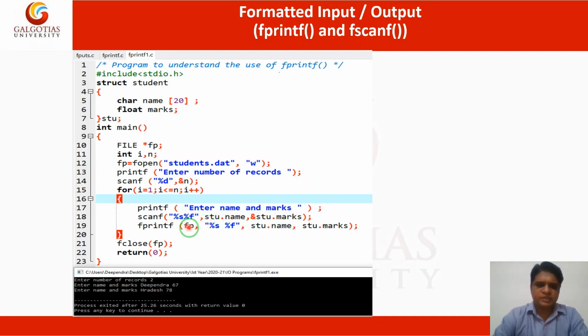With the use of fp, which points to the student.dat file, %s is the format in which you want to add the data. Here %s is for the name, %f is for the marks, and the data of stu.name and stu.marks will be stored into the student.dat file. Similarly, the loop runs again. Again you enter the data, Hridesh 78, and this will be added into the file with the use of the fp pointer.